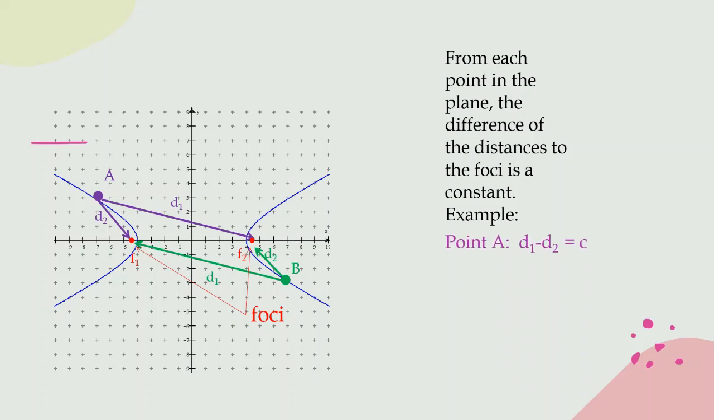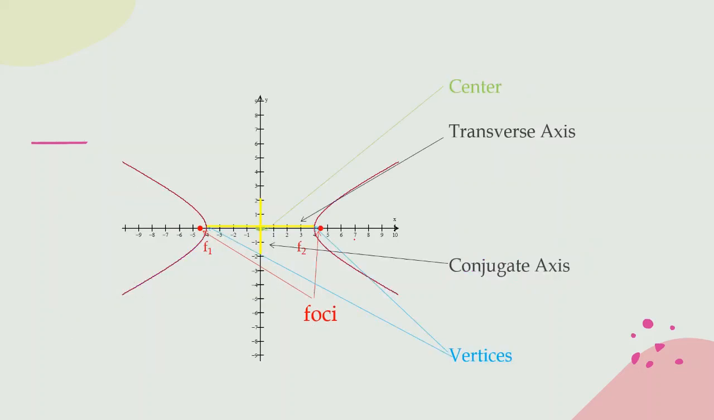So that being said, we have this formula from point A: d sub 1 minus d sub 2 is equivalent to a constant. The same goes with point B: d sub 1 minus d sub 2 is equivalent to a constant. So basically, the difference of the distances from a point in the plane is just a constant.